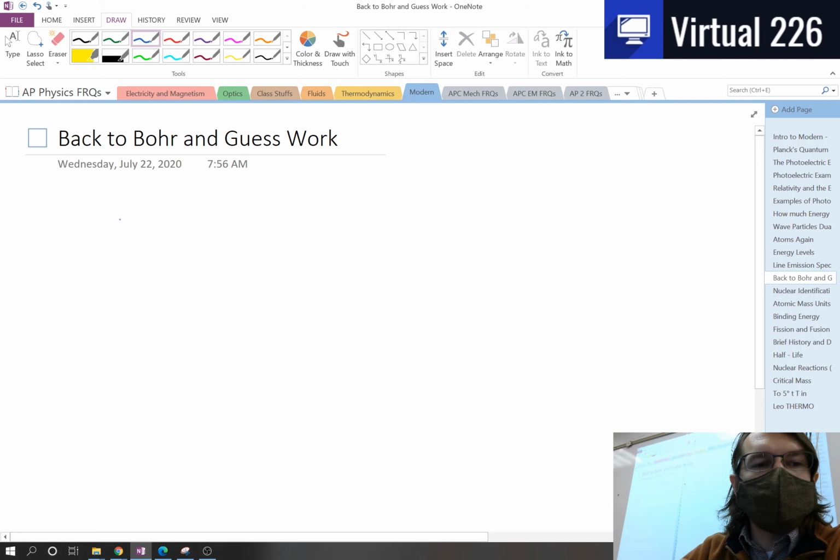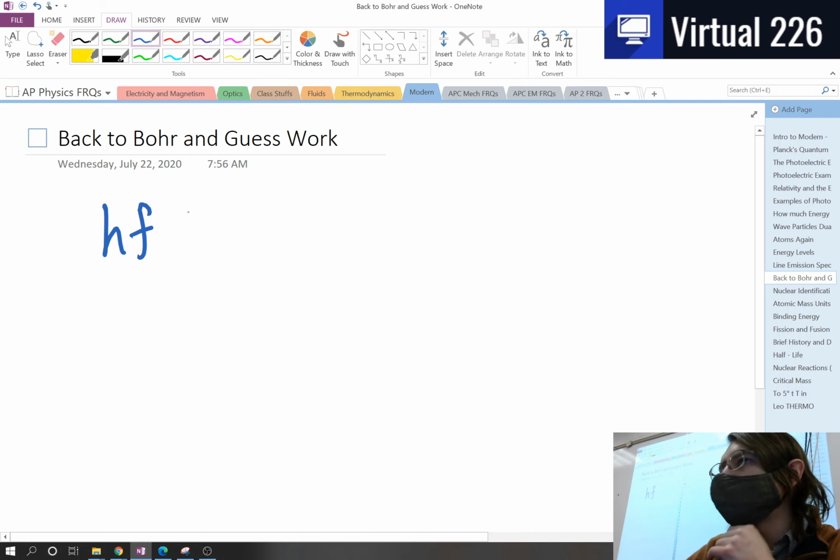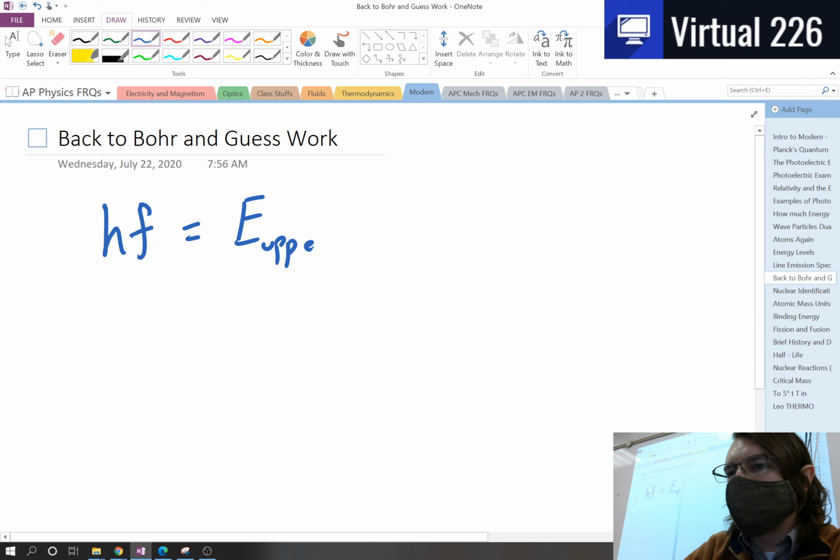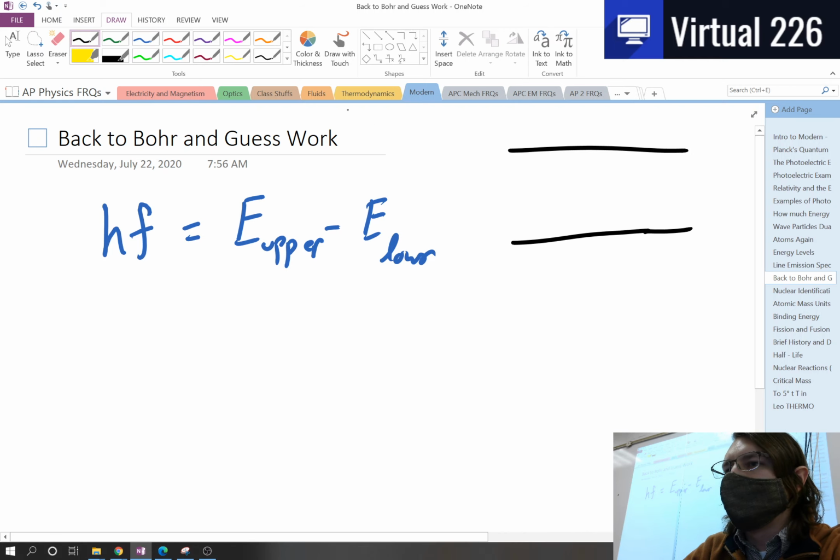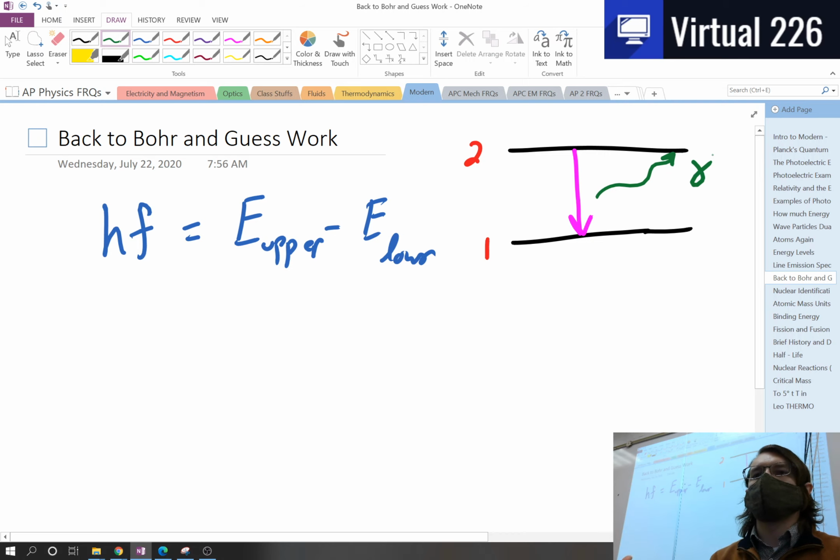Bohr really felt that if light is to be emitted at a specific frequency, then what we've known of having this hf to be the energy of a photon, that's going to be the energy of the upper minus the energy of the lower. If we have our energy levels, like here's the ground level, here's 1, we go from 2 to 1, and when we do that, we'll emit a photon. That's all it's talking about there.